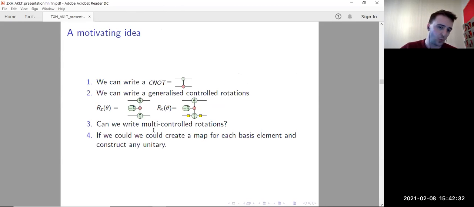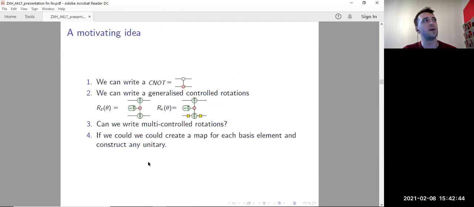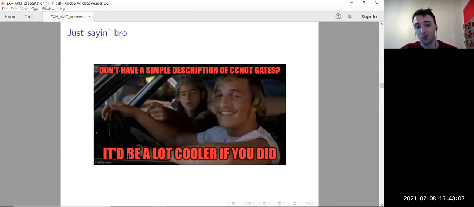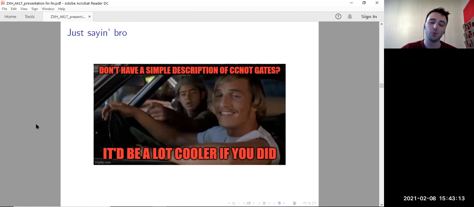So here's a motivating idea. We have a C0. We can imagine, well, we can, in fact, write generalized controlled rotations. Can we imagine multi-controlled rotations? And if we can, you could imagine for each basis that you could put into one side of a diagram, that being sort of like selecting out an element of a matrix, the specific element, and then applying a certain rotation to it. And in that way, you could construct anything you wanted really matrix-wise, because you could be so specific about how each particular basis would be mapped. There's a problem though. In general, in ZX, you don't have very nice CCNOT gates, never mind generalizations to multiply controlled rotations.